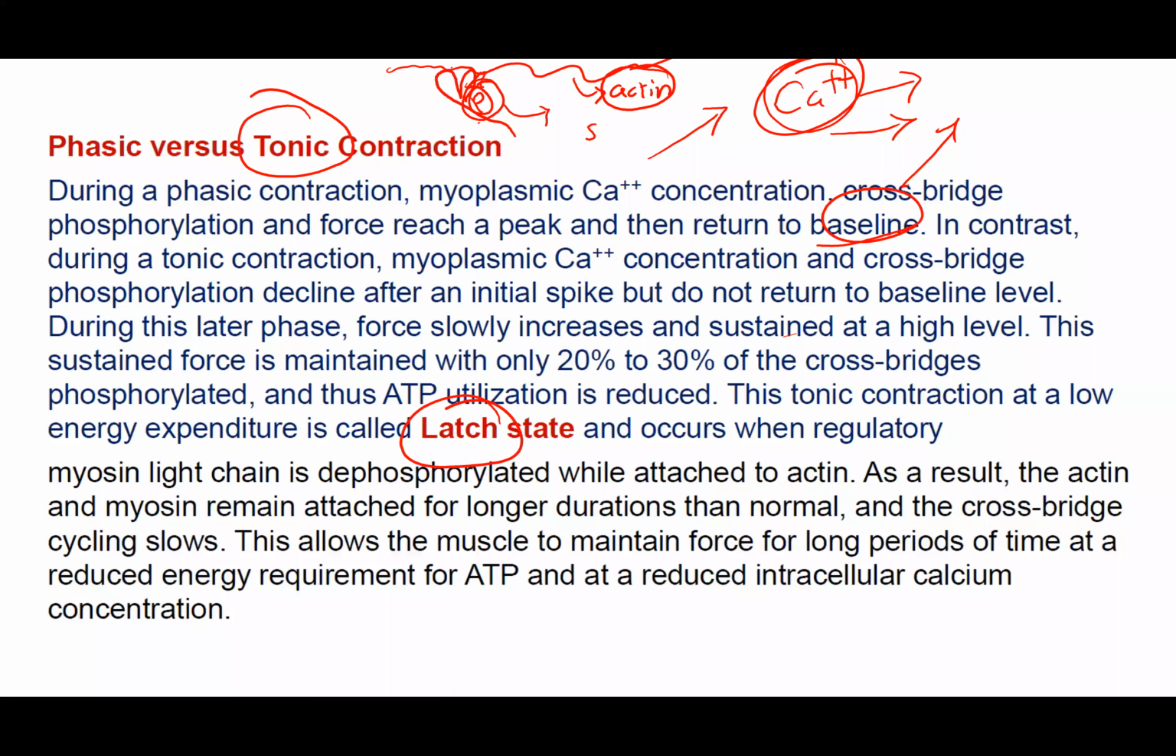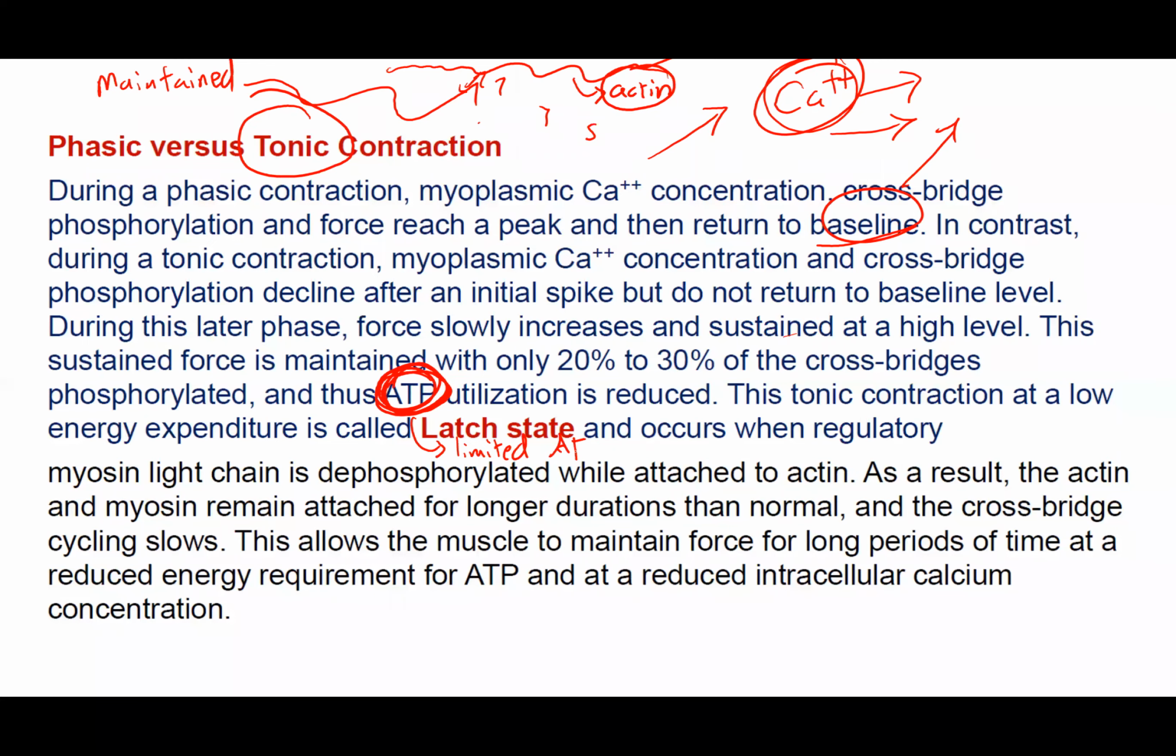The reason this happens is to prolong the contraction and to save energy. As long as this head is attached to this actin, the contraction is maintained. That's why we need this latch state to maintain the contraction. The reason this is important is that less ATP is being used. ATP is an energy source inside the cell, and there's a limited amount of it. We can't just keep the cycle going.